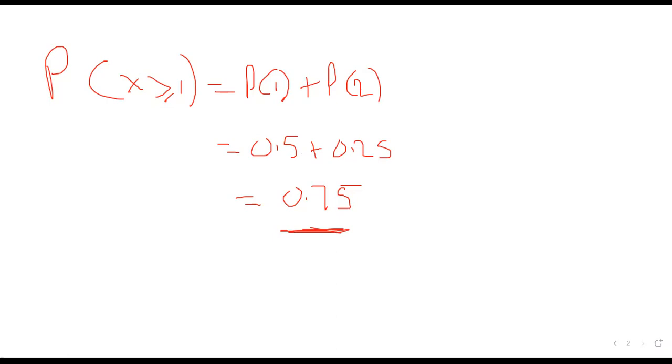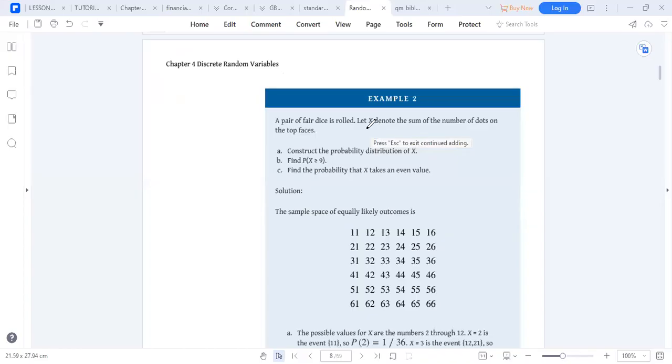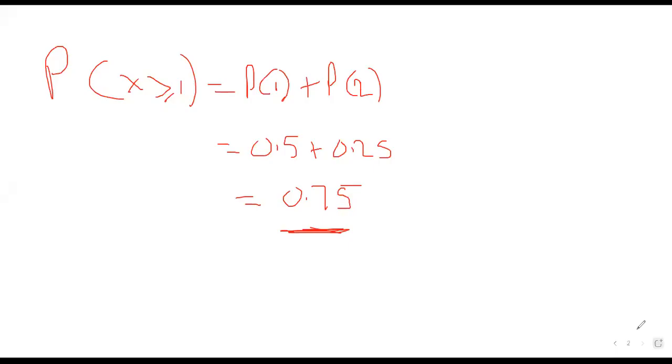Right, let's go to look at another example. So suppose a fair die is rolled. Let X be the sum of dots of top faces. Construct a probability distribution of X. Now a die, you know, has 6 sides, all right?